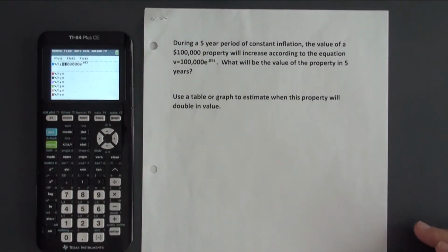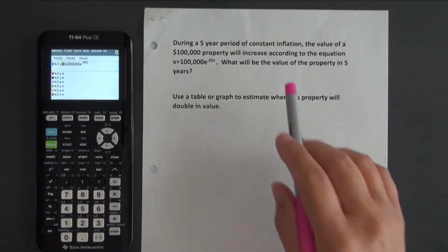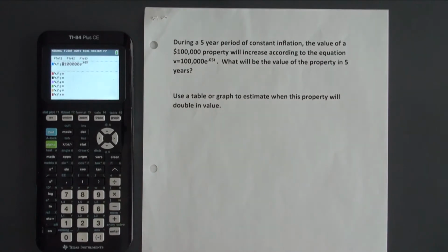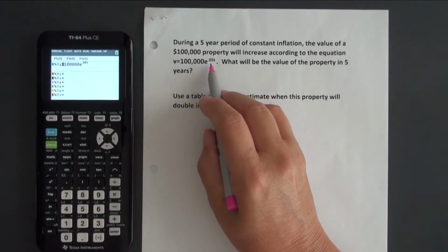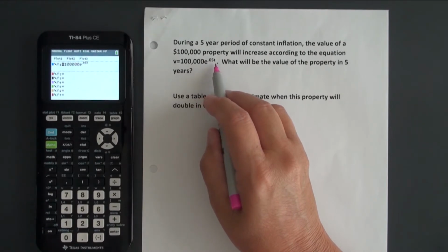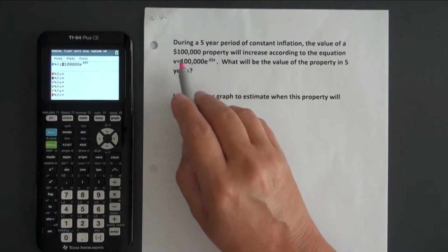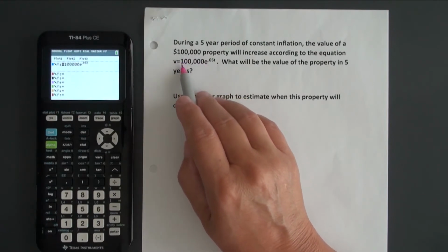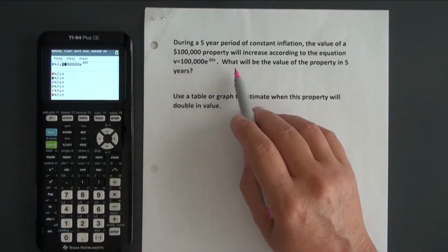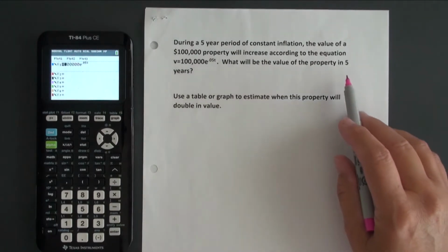During a 5-year period of constant inflation, the value of a $100,000 property will increase according to this equation: V equals 100,000 times e to the 0.05t. Now you see your 100,000, that's your initial amount, and that will always happen in this type of problem. What will be the value of the property in 5 years?